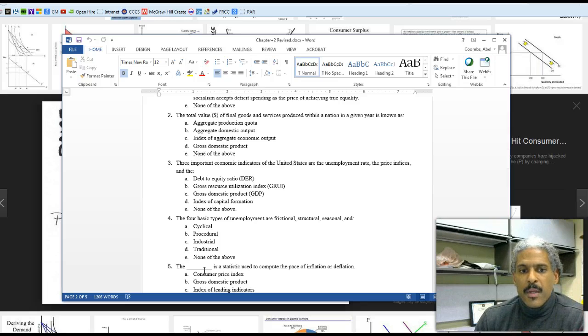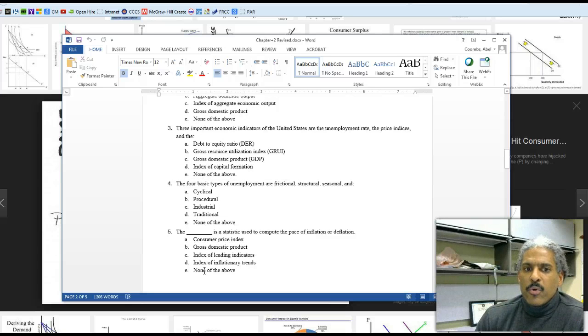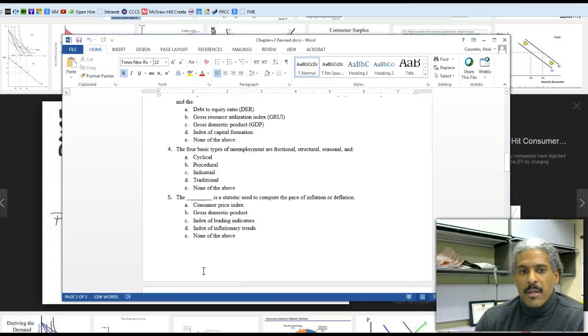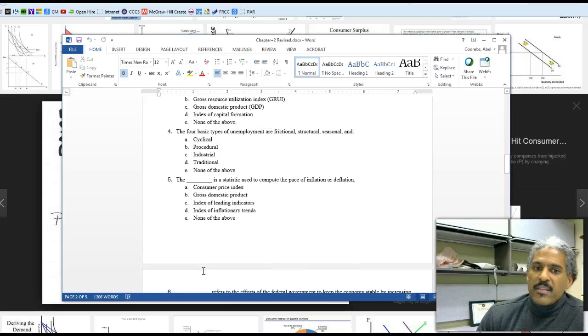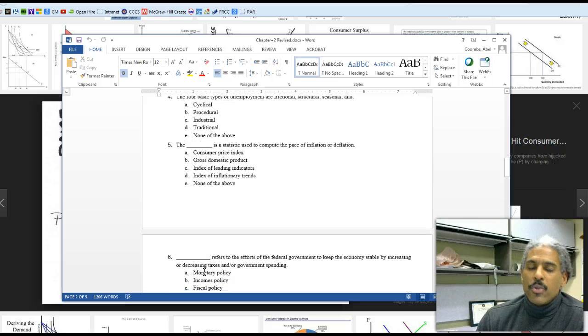Let's continue. 3. The three important economic indicators of the United States are the unemployment rate, the price indices, and C, gross domestic product. 4. The 4 basic types of unemployment are frictional, structural, seasonal, and I gave the answer, cyclical. A. Again, one of the items we left off as we moved into chapter 3. We'll come back to it on Tuesday.